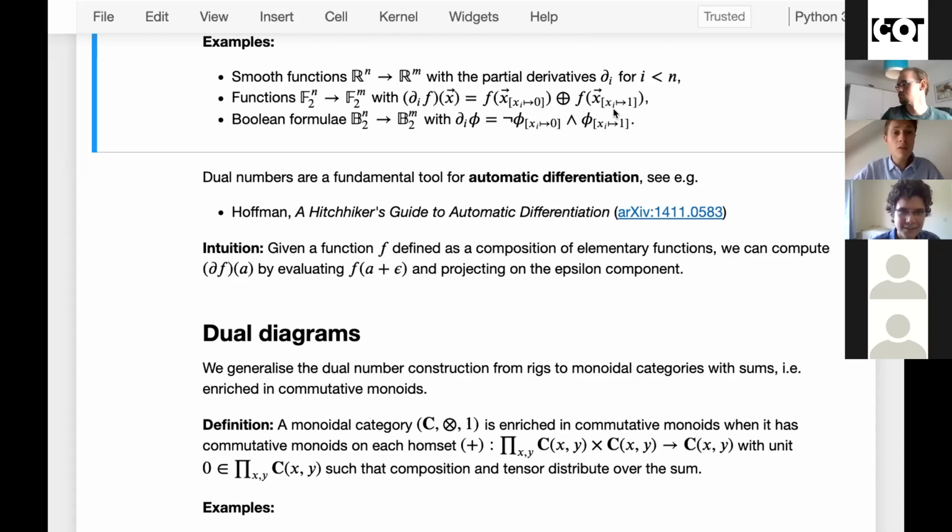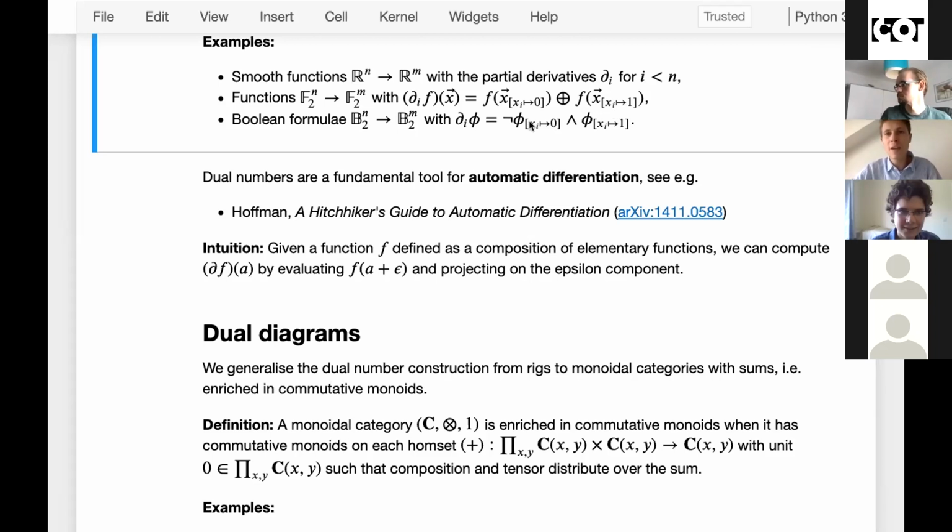We get a different one if we take the Booleans with disjunction and conjunction, where here the partial derivatives will tell you whether the Boolean function is positively correlated with the variable.